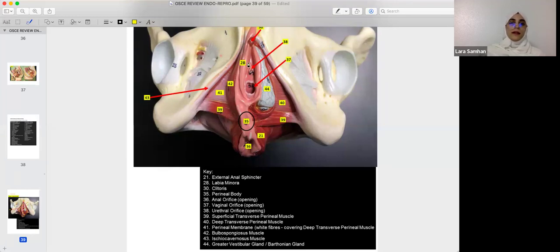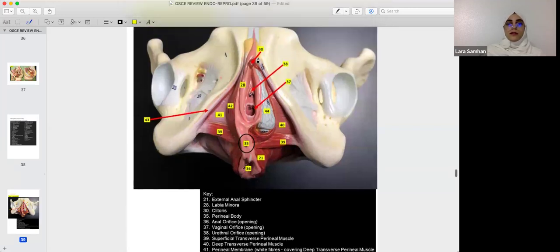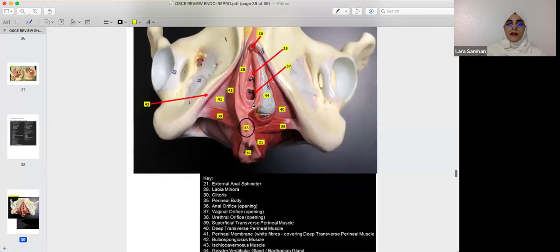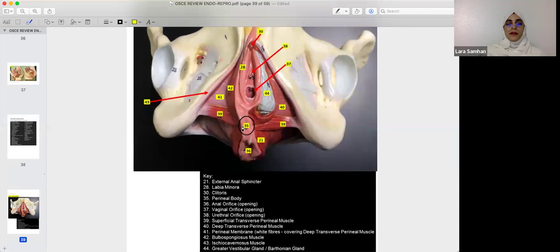Any perineal muscle, most of them will actually have the word perineum in them because they are located in the perineum. So what else should we know here? Okay, in regards to number 30.